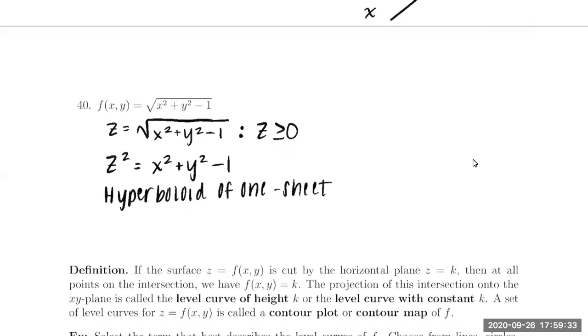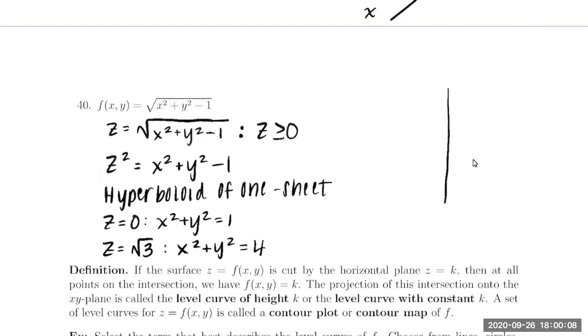And to get an accurate sketch here, let's go ahead and test some various values for z. If I do z equals 0, well, then I just get the unit circle. If I do z equals, say, let's do the square root of 3, then I get back out x squared plus y squared equals 4. So I can now see this hyperboloid taking shape.